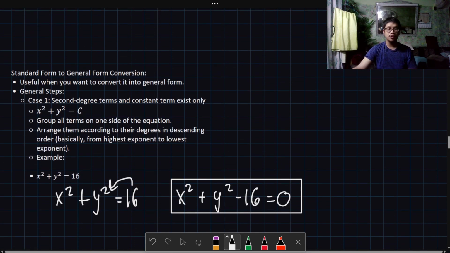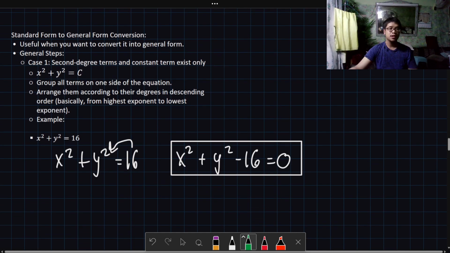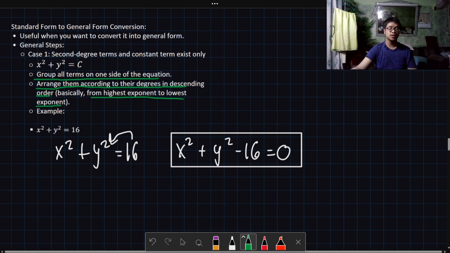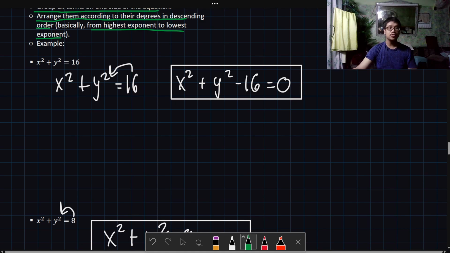Now, if you notice, there are some additional steps, right? Just like what I said, group all terms on one side. Now, there's another step here. It says to arrange them according to their degrees in descending order. Basically, from highest exponent to the lowest exponent in this case, all right? From highest exponent to the lowest exponent. So here, if you observe the order, we have the squared ones, and then we have the constants.